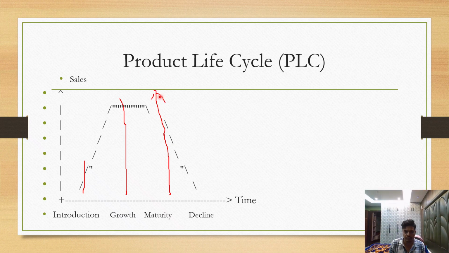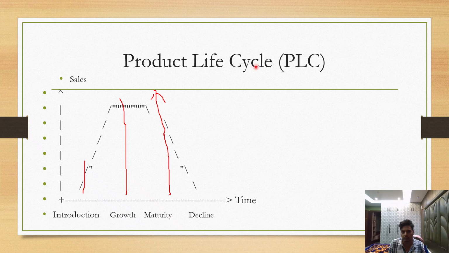This is the maturity stage. And after this stage, this stage is known as the decline. It is a decline because the product life was higher, this is the peak point.